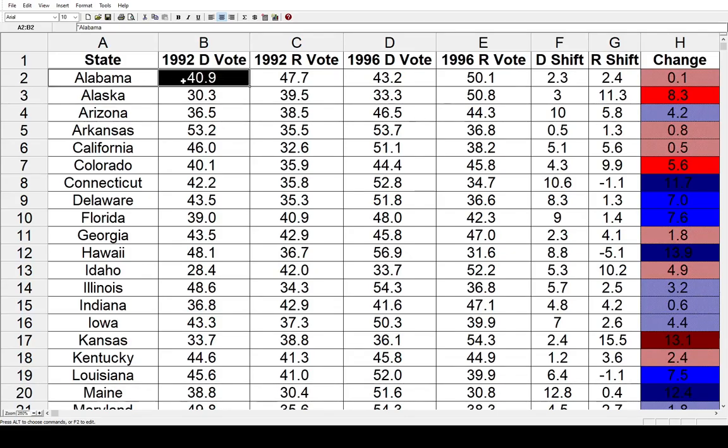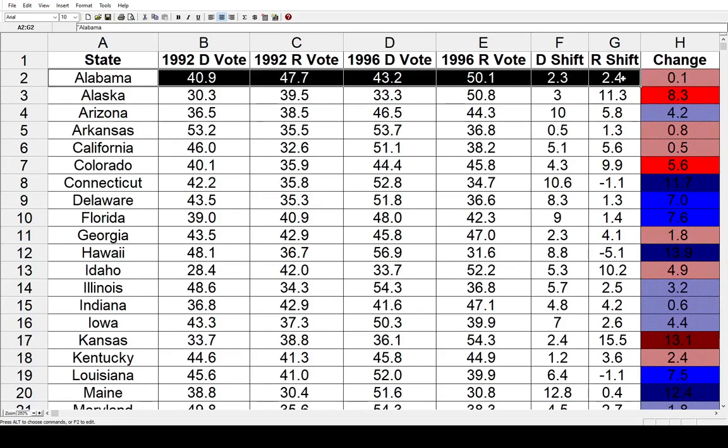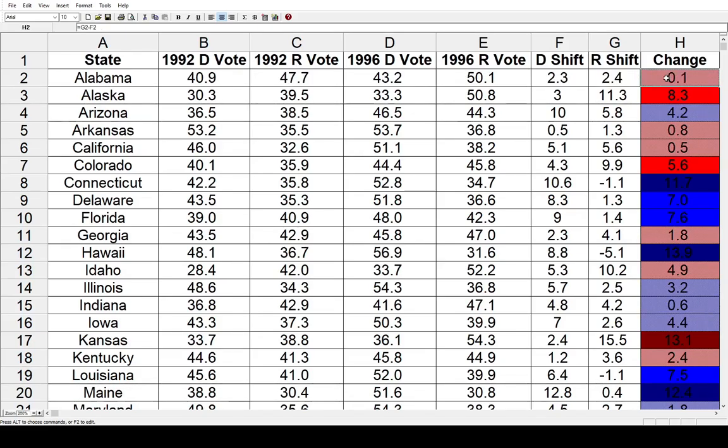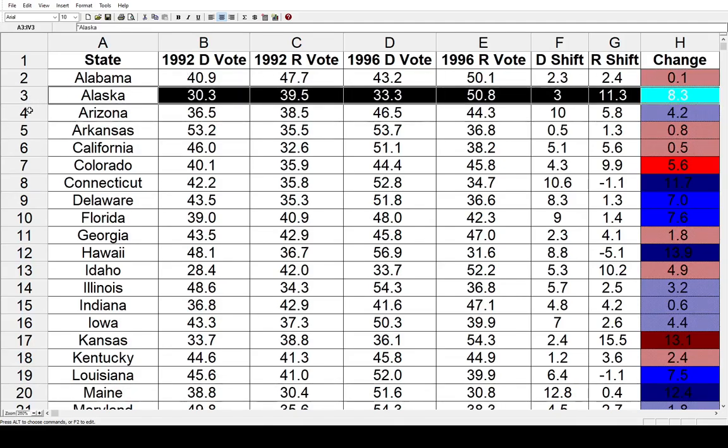In Alabama, in 1992, Clinton got 40.9%. George H.W. Bush got 47.7%. Four years later, Bill Clinton bumped it up to 43.2%, and the Republican Bob Dole bumped it up to 50.1%. That's a shift of 2.3 toward the Democrats, as well as a shift of 2.4 toward the Republicans. So both parties gained there because of the lower share for Ross Perot. But in the end, that's almost no net change, but it does come out to a 0.1% change in favor of the Republicans. So moving on to Alaska, that went 8.3 toward the Republicans.